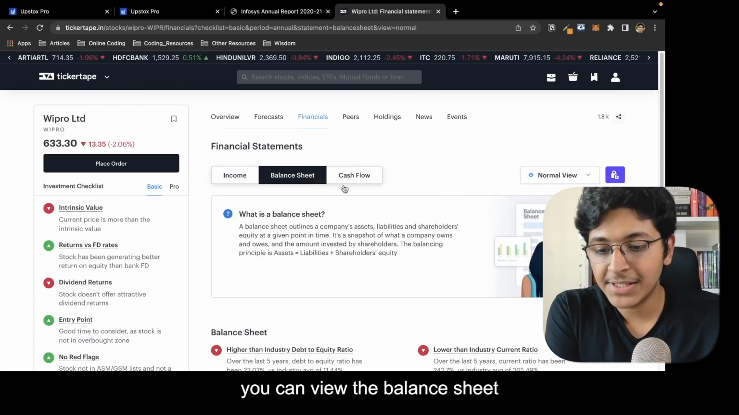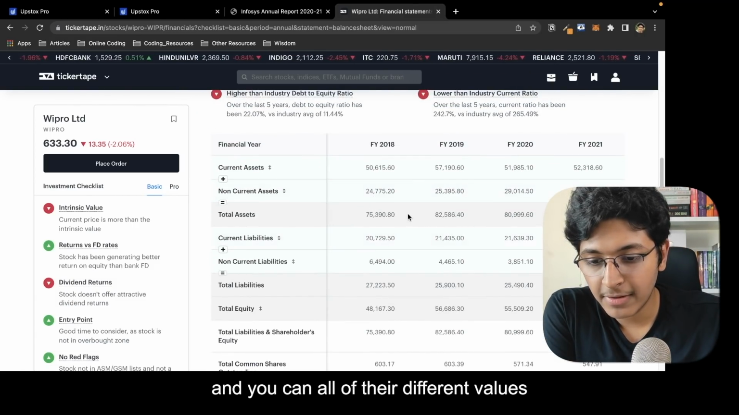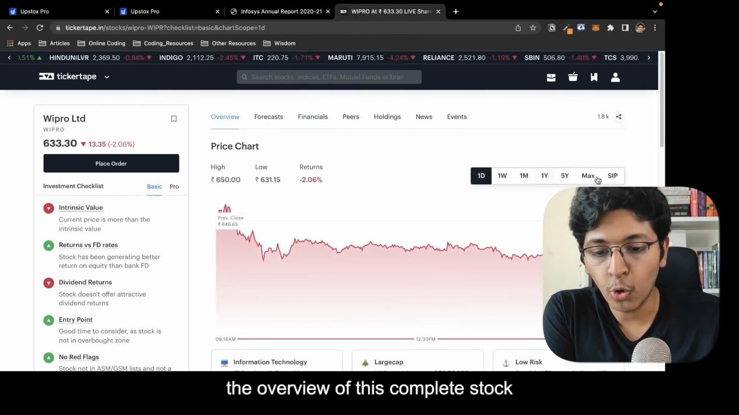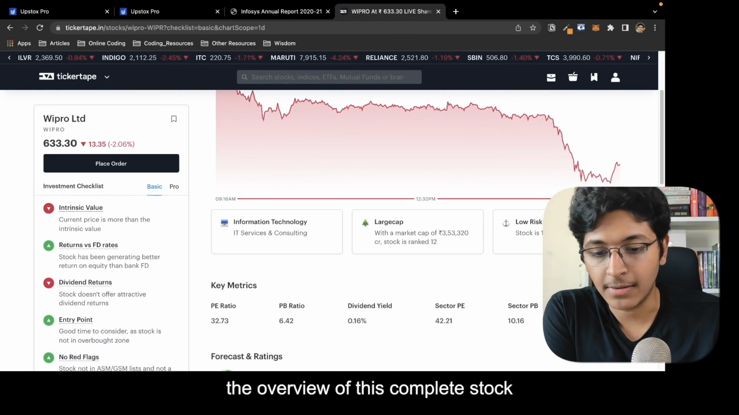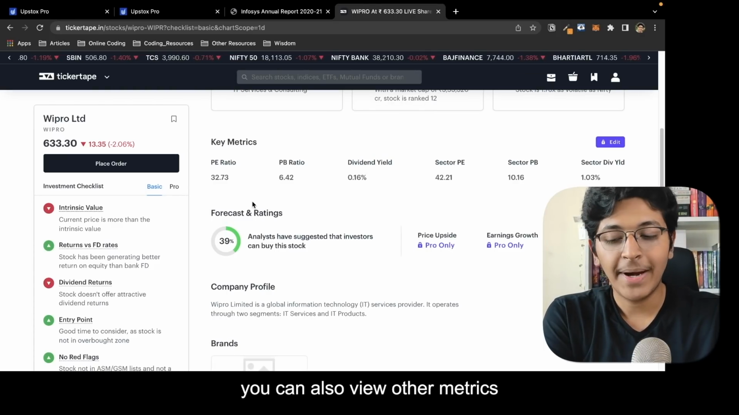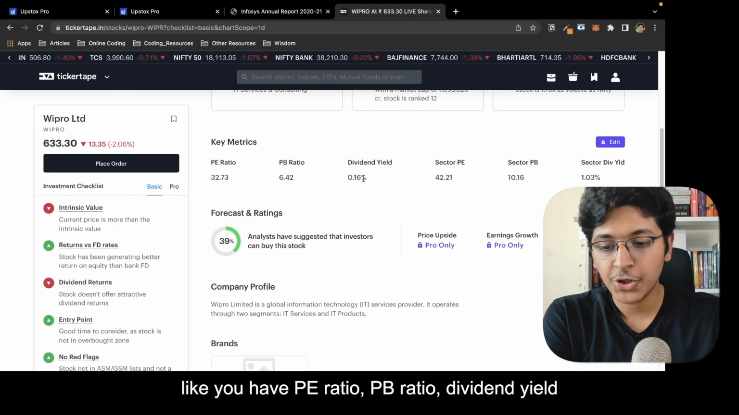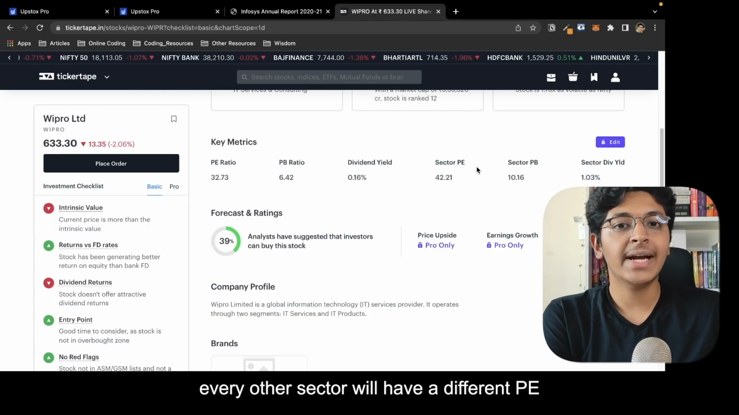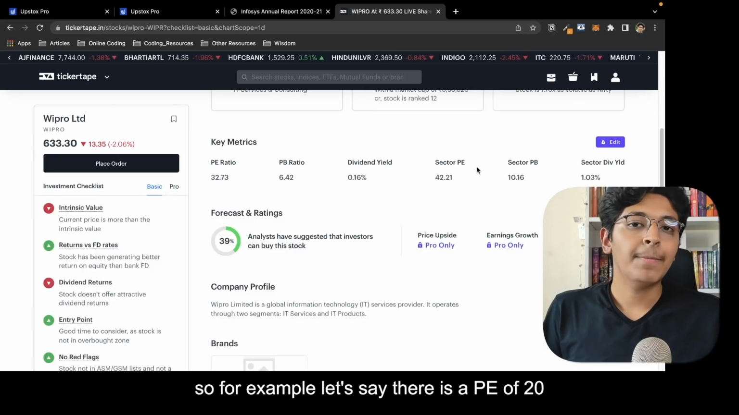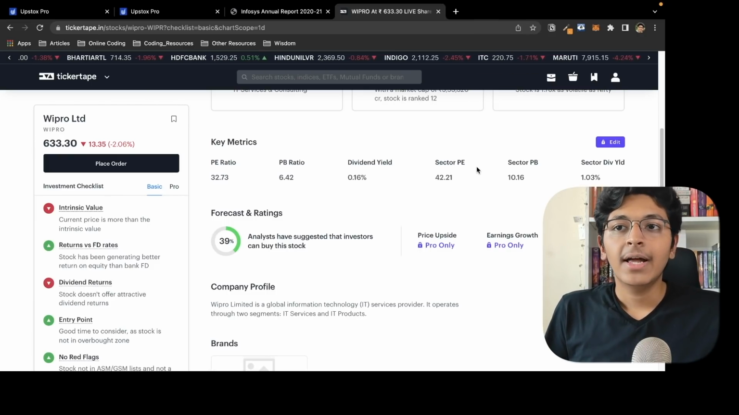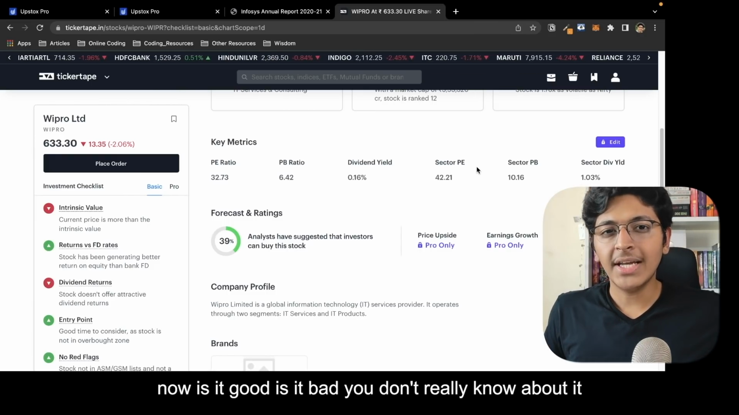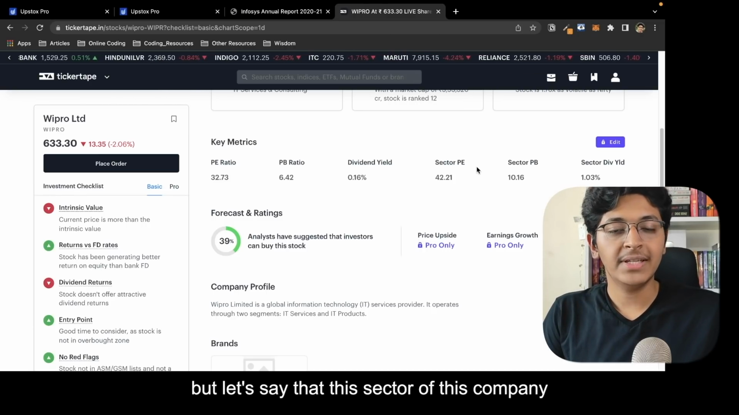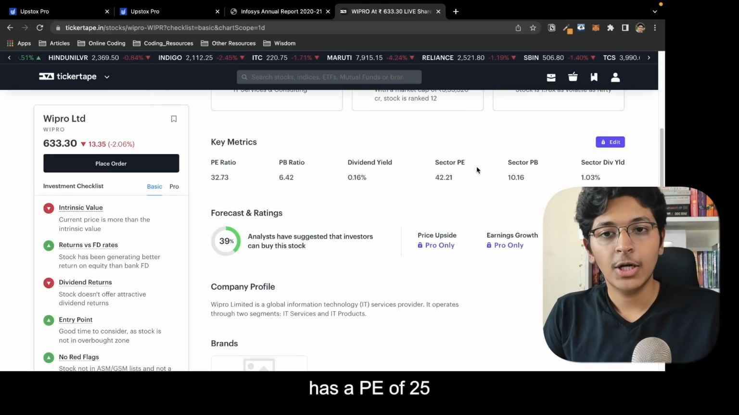You can view the balance sheet and you can see all of the different values. You can also take a look at the cash flows. You can also take a look at the overview of this complete stock. You can also view other metrics like the PE ratio, PB ratio, dividend yield, sector PE. So basically what happens is that every sector will have a different PE. So for example, let's say there is a PE of 20. Now, is it good? Is it bad? You don't really know about that. But let's say that the sector of this company has a PE of 25.